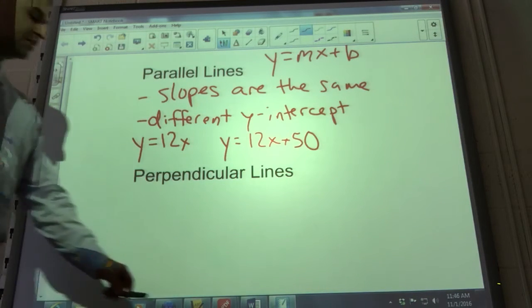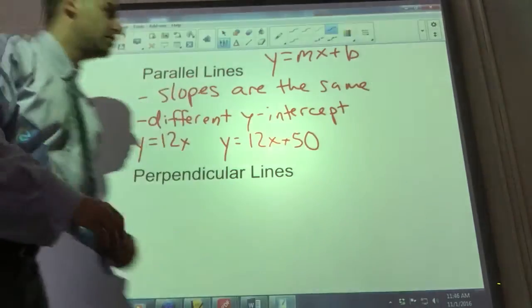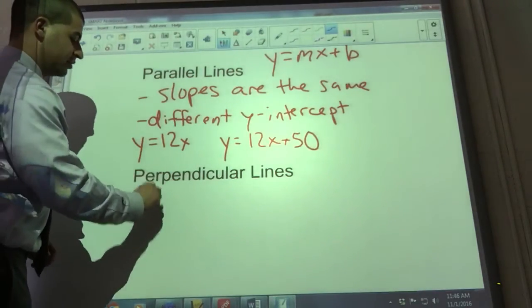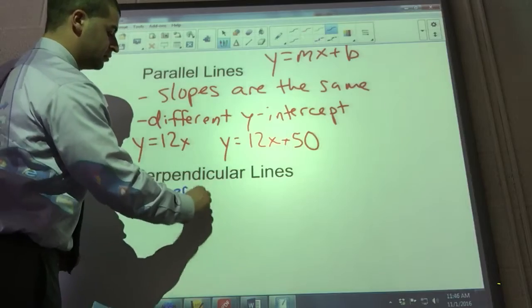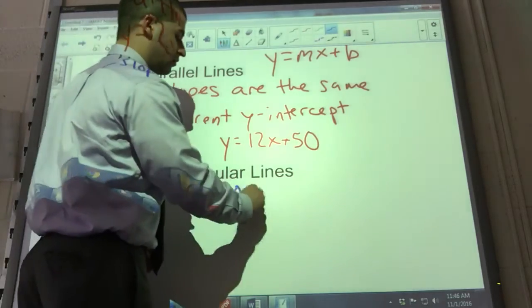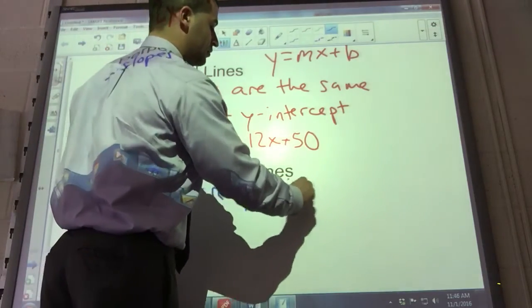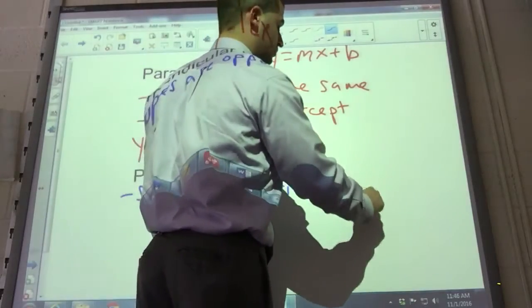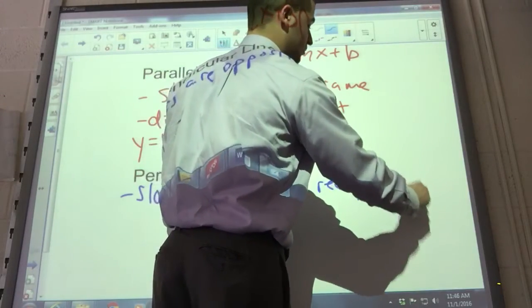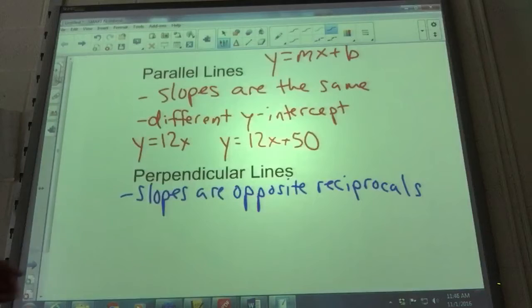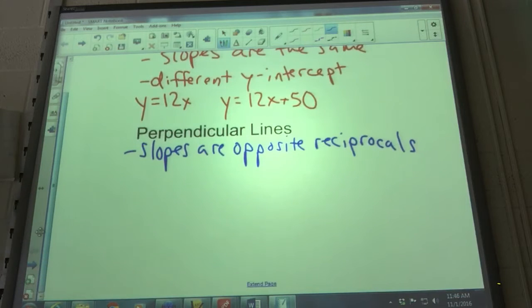For perpendicular lines, their slopes are opposite reciprocals. The y-intercept doesn't matter for this. It doesn't matter if it's the same, different, or anything. All that matters is the slopes are opposite reciprocals.